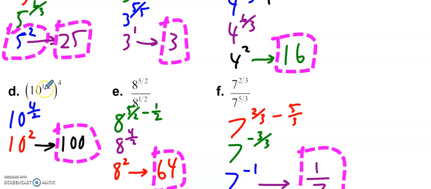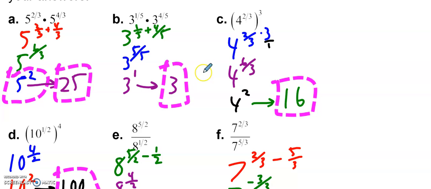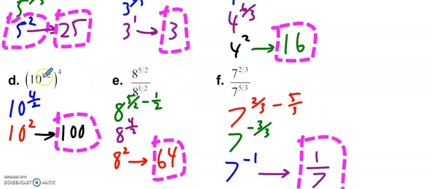Similar for D, same thing. I have a power raised to a power, so I'm going to multiply those. Here I kind of jumped already to the second part. 1/2 times 4 is 4 halves. 4 over 2, or 4 halves, is actually just 2. 10 squared is 100.